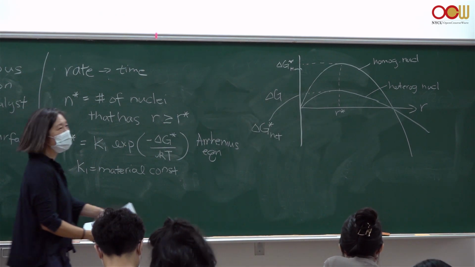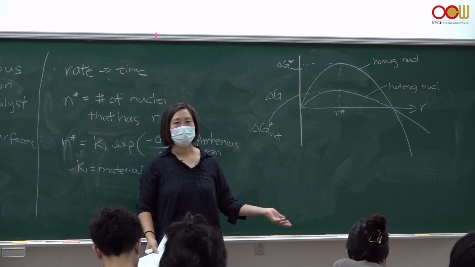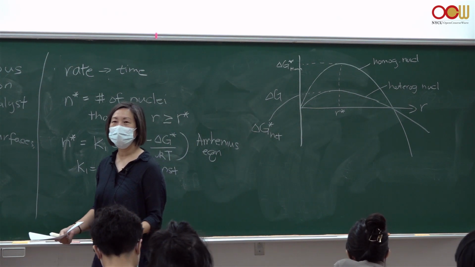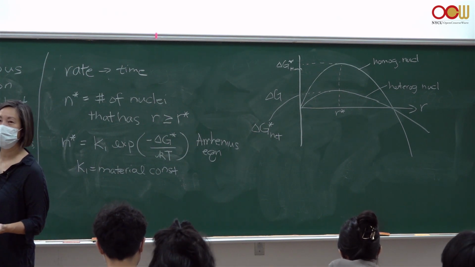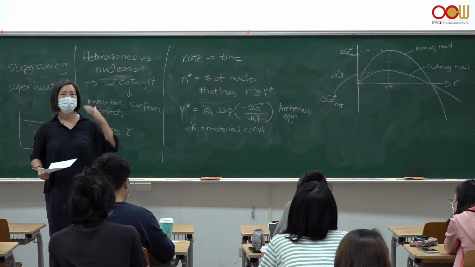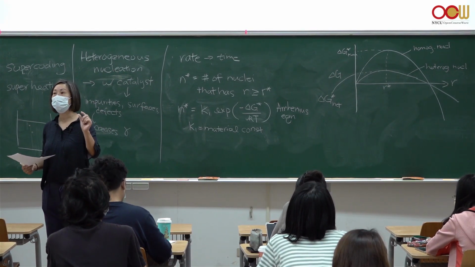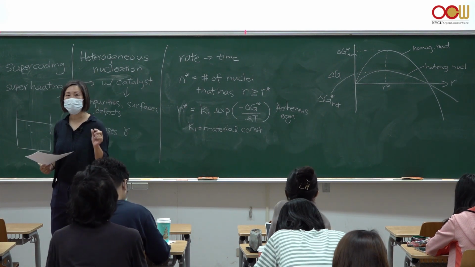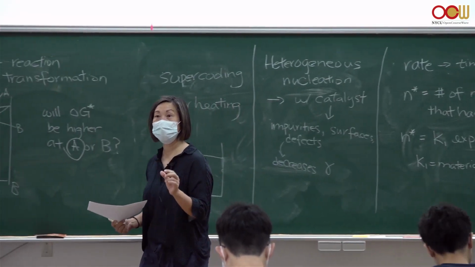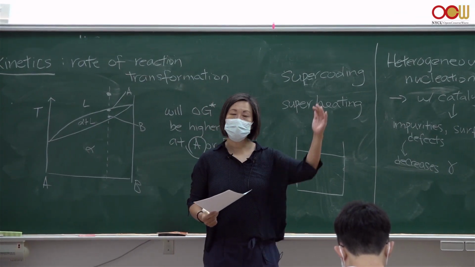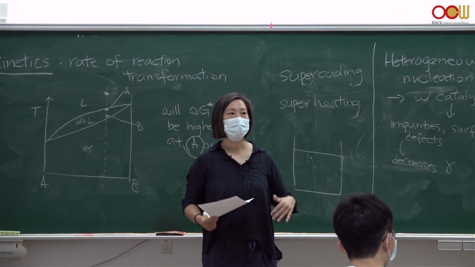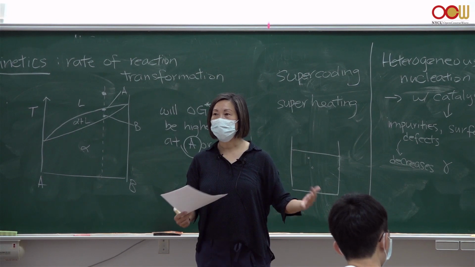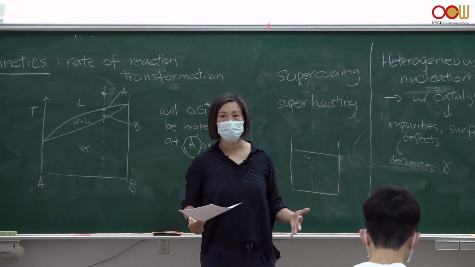So this is just a graphical representation of what we just talked about. By having a catalyst, you could lower your overall activation energy for the particles to form, but your R star is not going to change. So the critical size required for your nuclei to form is still the same. It's just that the activation energy has been lowered by the presence of other surfaces or impurities or defects.